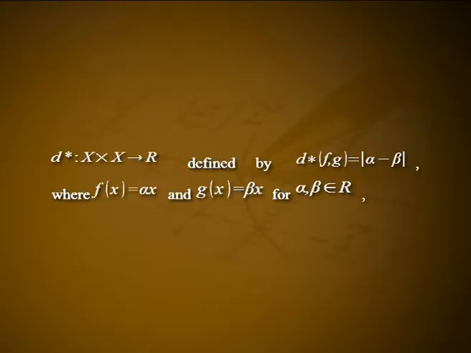2. Let R be the real line and X be the set of all functions of the form f(x) = alpha x, where alpha belongs to R. The mapping d star from X cross X to R defined by d star(f, g) = modulus of alpha minus beta, where f(x) = alpha x and g(x) = beta x for alpha, beta in R, is a metric on X. Then the mapping T from X to R defined by T(f) = alpha, where f(x) = alpha x, alpha in R, is an isometry.